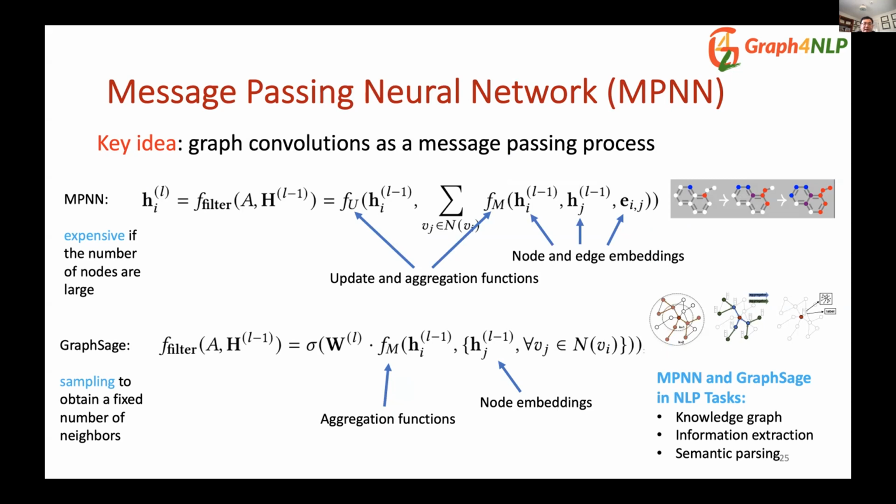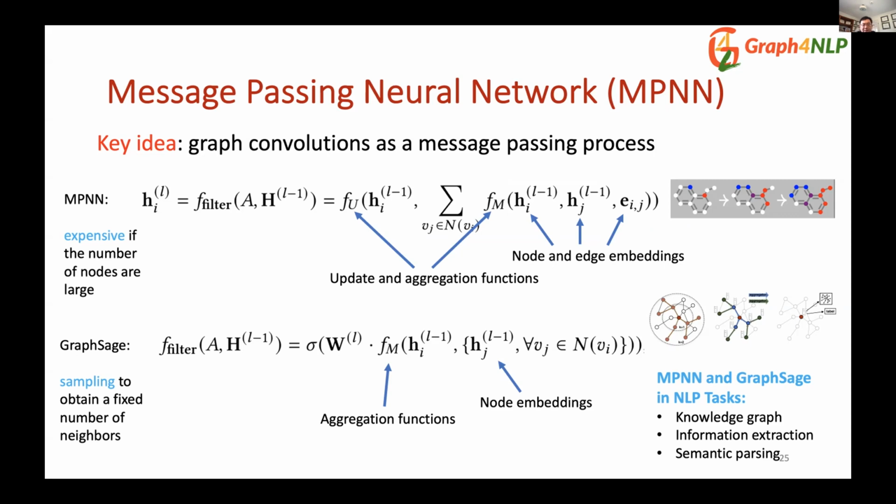The first one is called MPNN. MPNN is a very generic learning framework for message passing. Basically, they define two generic functions called the update function and the aggregate function. In the aggregate function, you take the input of the node and the edge embedding, and then aggregate the information to formulate the message. The message will propagate through the network and then be fused with the previous embedding of the target node.